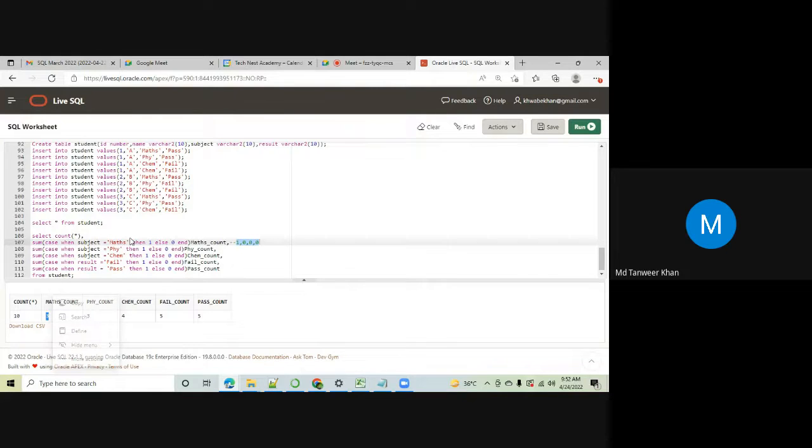So from one data set you can see all the information: total 10 records were there, 3 were related to maths, 3 related to physics, 4 related to chemistry, 5 have failed and 5 have passed. So in a single query you can see all the statistics of this data. If you want to make it 2, you can make it 2, your wish, but I want to count here, that's why I gave 1. Is this clear? Any question?